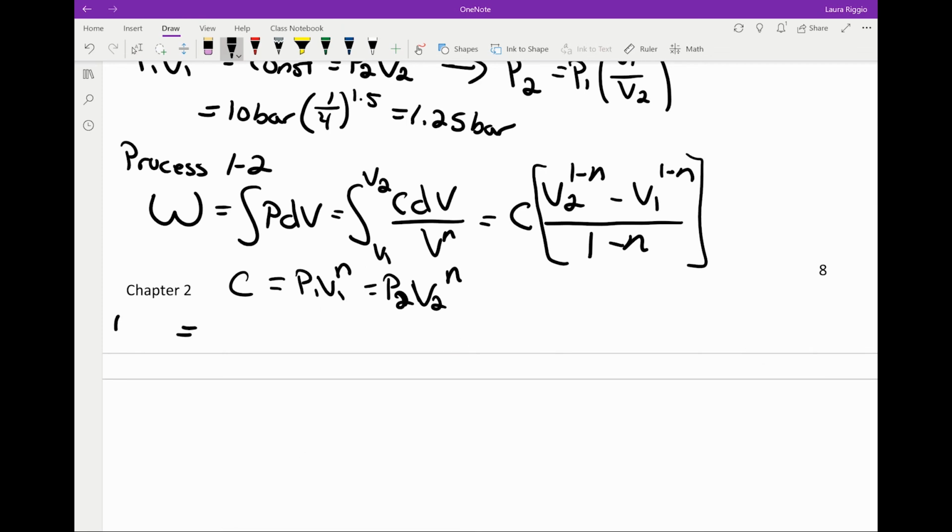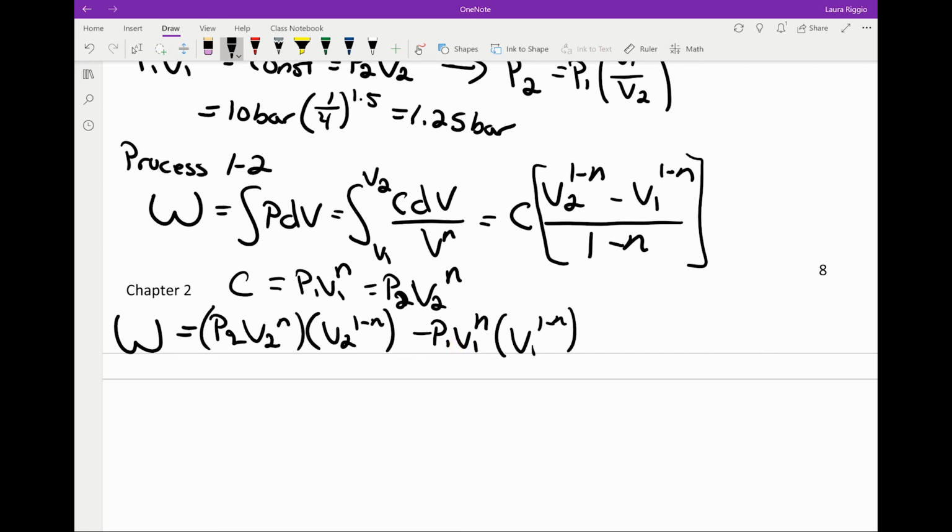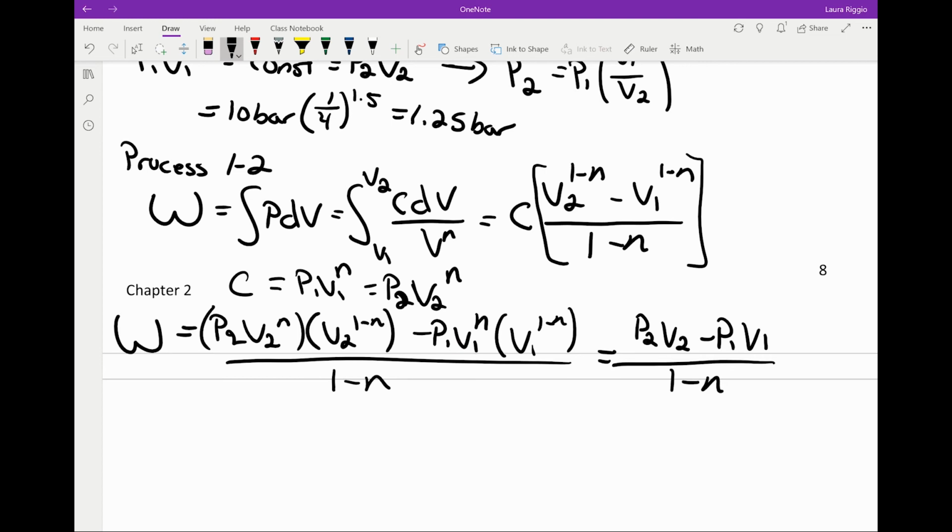So this gives us that our work is equal to P2 V2 to the n times V2 to the 1 minus n minus P1 V1 to the n times V1 to the 1 minus n over 1 minus n, which is equal to P2 V2 minus P1 V1 over 1 minus n. And this is your equation for work for a polytropic process when n is not equal to 1.